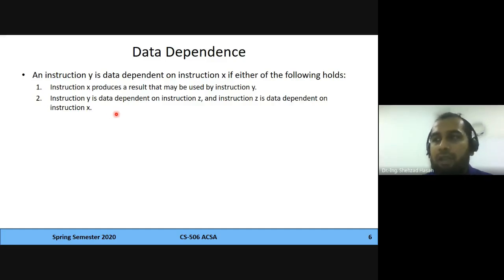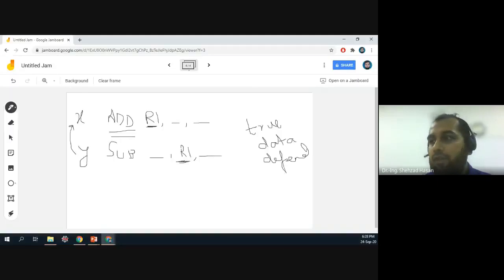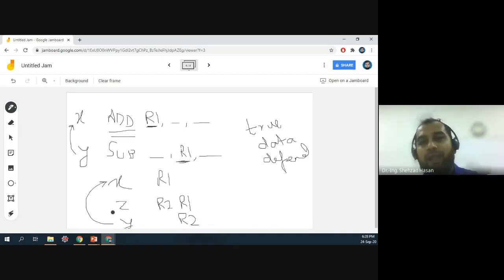One thing more, that if there are three instructions, right? And Y is dependent on Z and Z is dependent on X, then we can also say that Y is dependent on X. So if we have got three instructions here, which means that we have got X, Z, and Y, their order would be something like this. So X produces a result which is used by Z, and Z produces a result which is used by Y. Then again we can say that indirectly Y is dependent on X.